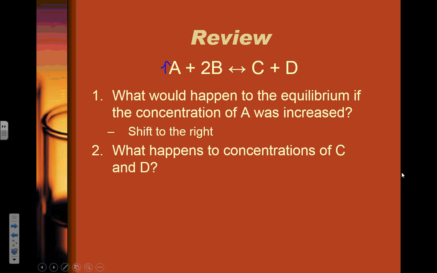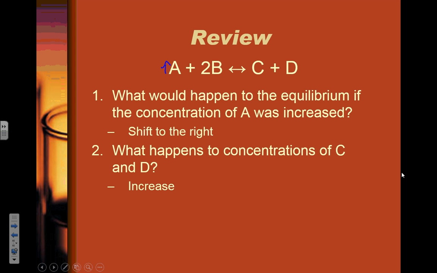Well, what would then happen to the concentrations of C and D if I'm shifting to the right? Well, remember, shift to the right means the forward reaction is bigger, and we're favoring the production of products. So we're going to make our products faster than we use them. That's going to increase the concentrations of C and D. Now, we know what happened to A. We threw in A in there. So yeah, A is going to go up a little bit.